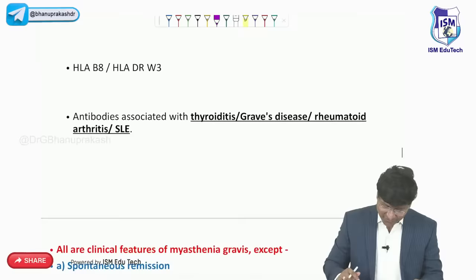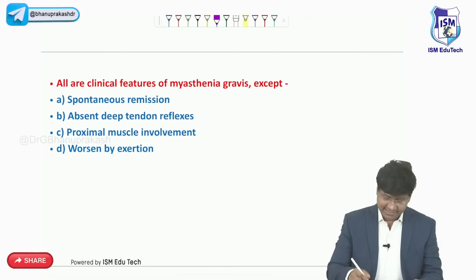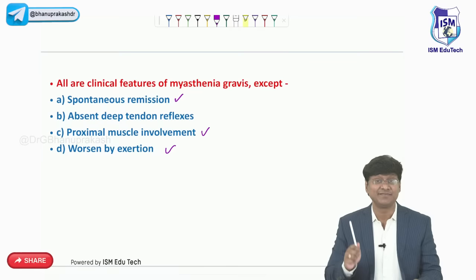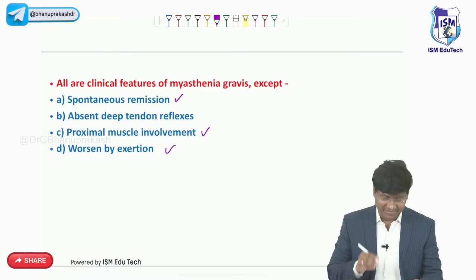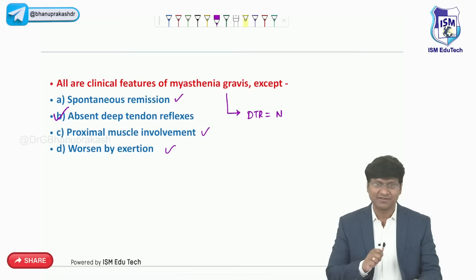Next. Now, followed by that, you see another important question on myasthenia gravis. All are the clinical features of myasthenia gravis except: spontaneous remission, absent deep tendon reflexes, proximal muscle involvement, worsened by exertion. Once these individuals take rest, there will be spontaneous remission. Proximal muscle involvement will be there compared to the distal muscles. The weakness gets worsened by exertion. And remember, absent deep tendon reflexes are not a feature of myasthenia gravis. The deep tendon reflexes will be normal.